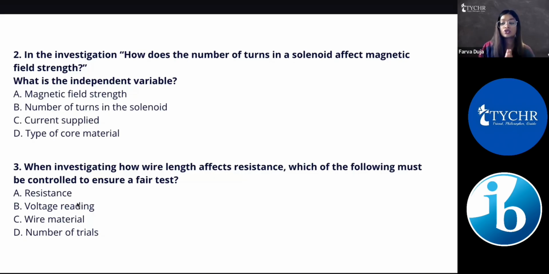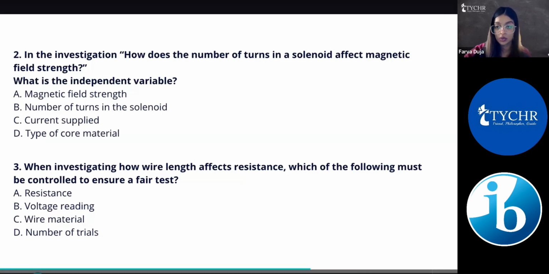So you have to control everything else that could affect the resistance. Your goal is to only look at whether the wire length is changing the resistance or not. If I have something else that's also affecting the resistance, my result won't be specific to wire length, which is why I have to control all other things that could affect my results. That's how controlling works.